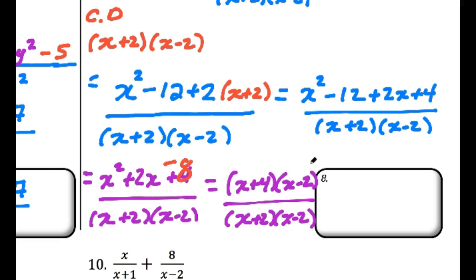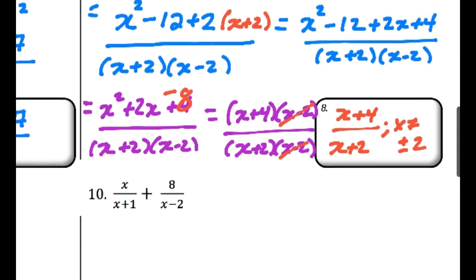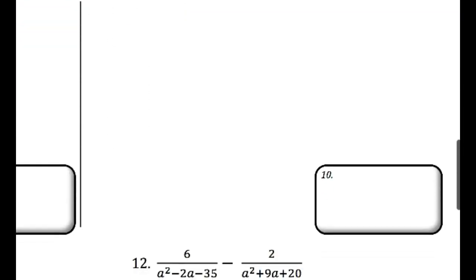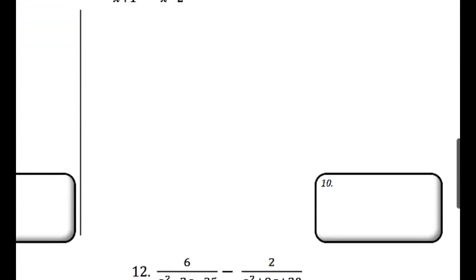And you can cancel out the x minus 2. So you get x plus 4 over x plus 2. And we know that x can't be plus or minus 2. Look at the denominator. So x does not equal plus or minus 2. So that's your answer there. Let's continue on. We have 2 more left, and I'm going to come back for part 3 and do questions 9 and 10.